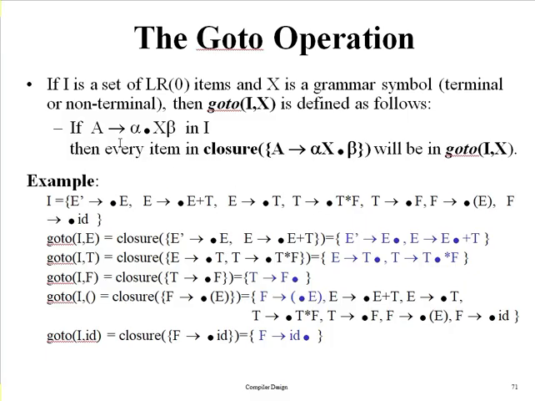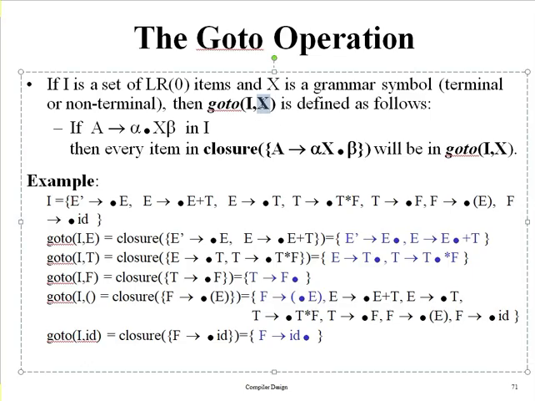For example, if we have an item A derives alpha dot X beta in a given item I, we can apply the goto operation on this item I as goto of I comma X. Why this X? Because X is the grammar symbol that appears after the dot. So the second argument of the goto operation is the grammar symbol that appears after the dot operator.